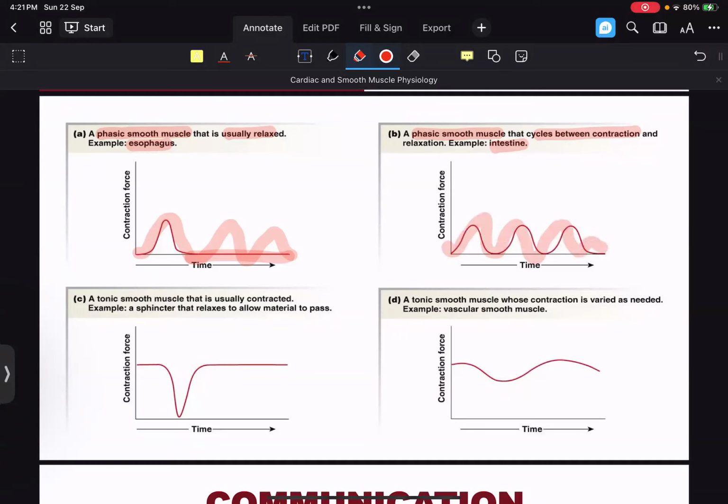Then you also have a graph for a tonic smooth muscle that is usually contracted and then suddenly relaxes for a specific purpose. Once again, your pyloric sphincter. You eat something, you want to push the food down to your stomach, so that causes the pyloric sphincter to relax, and then it immediately goes back to contracting. One last example is the vascular smooth muscle. Your blood vessels are not always relaxed, because otherwise you would be hypotensive and you would faint. And they're obviously not always at maximum contraction, because otherwise you would be hypertensive, and that's not good for you.